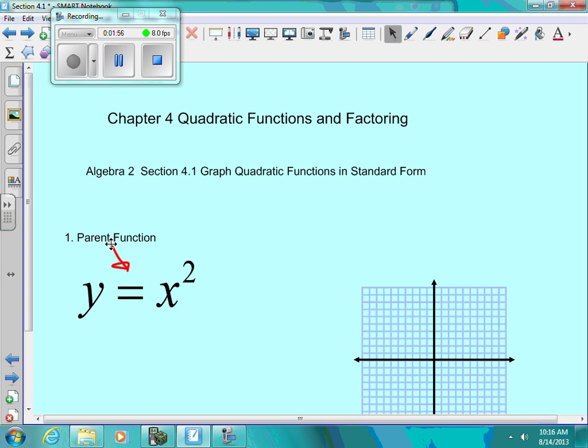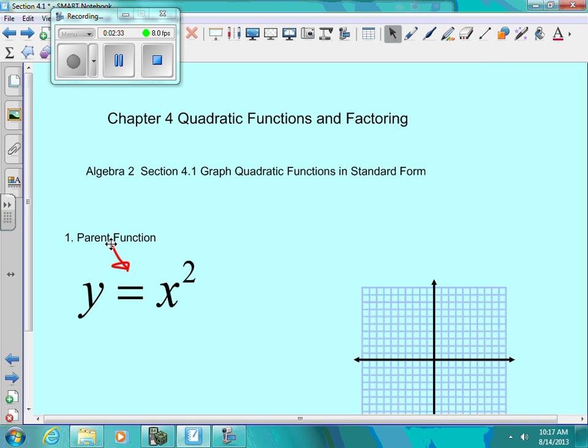The most basic one is y equals x squared. We're going to build upon this basic model. We're going to have different coefficients in front of x squared. We might add or subtract terms from x squared, but this is why it's called the parent function. It's the most basic. The other function you've studied previously, I hope, is linear functions, and those are y equals mx plus b. The parent function for that equation is y equals x. So it's basically the same idea as what you're already used to with linear functions.